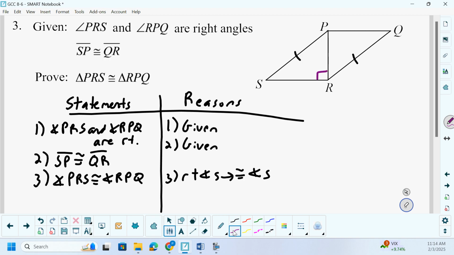PRS would be right here. R was the middle letter. RPQ would be right here. P was the middle letter. We only have two things marked up, but they share something, so we'll do reflexive property. And it'll be PR congruent to PR.